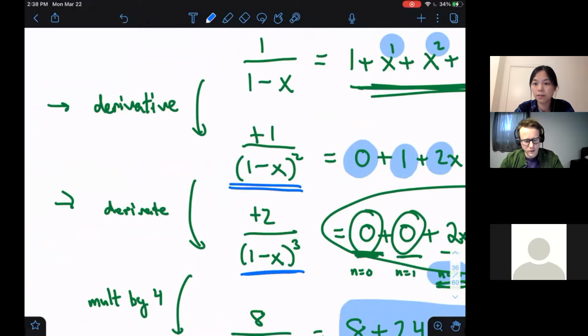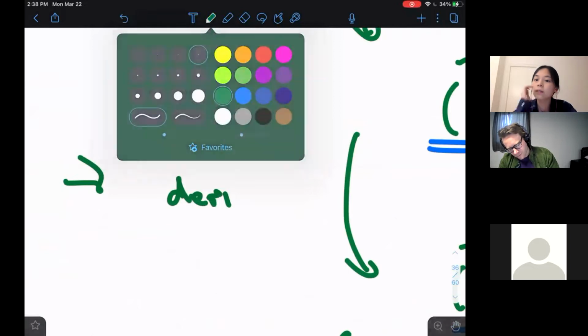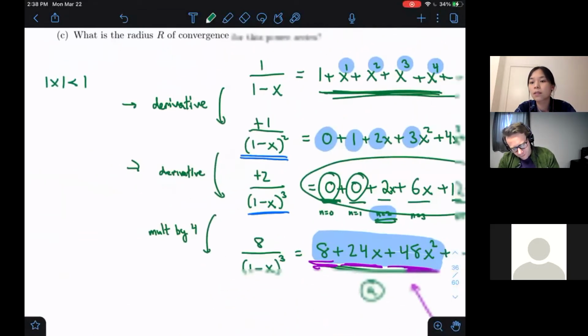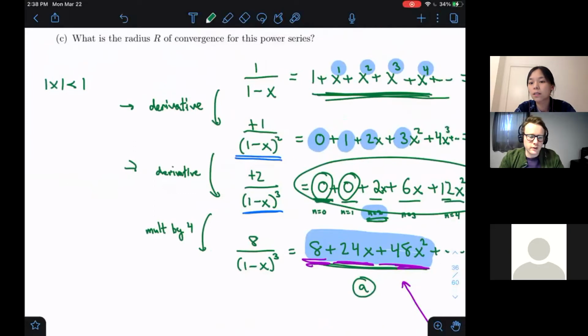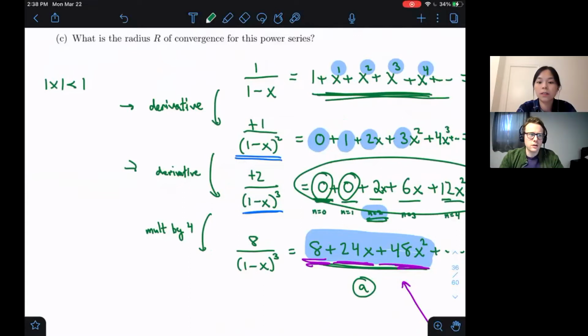Yeah, no problem. I don't know, I was writing too fast. This looks like derivate. All right, a little bit better. Let's see here. Riley, you got the next question.